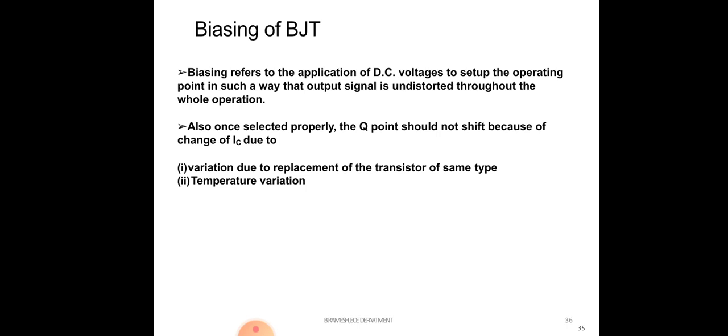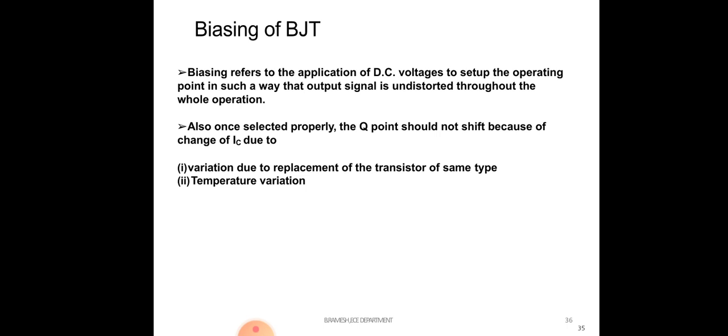Okay, biasing of BJT. Biasing refers to the application of DC voltage to set up the operating point in such a way that the output voltage signal is undistorted throughout the whole operation. Also, once selected properly, the Q point should not shift because of changing of IC due to variation due to replacement of a transistor of the same type, or temperature variations. That means when you are fixing the operating point in mid position, it should not be changed.